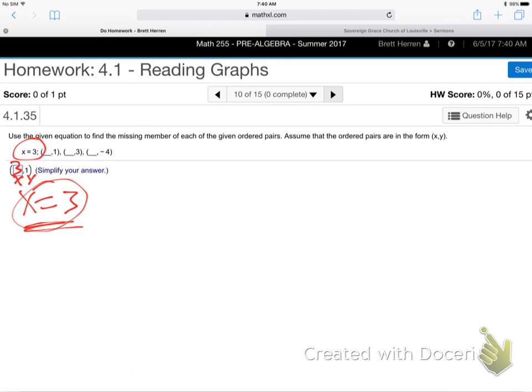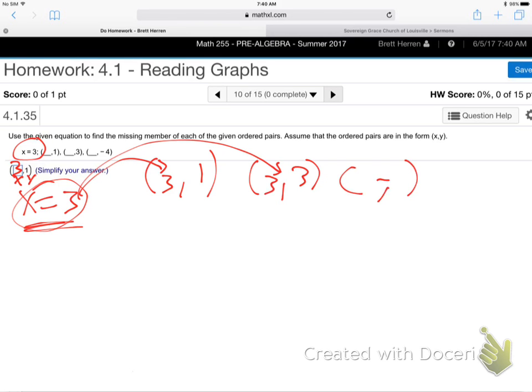Done. What am I going to do for the next one that says blank comma 1? X is 3. What do I do for the next one that says blank comma 3? X is 3. What do I do for the next one that says blank comma negative 4? X is 3. Done. Why would they ask you that then? They're just making sure you realize.